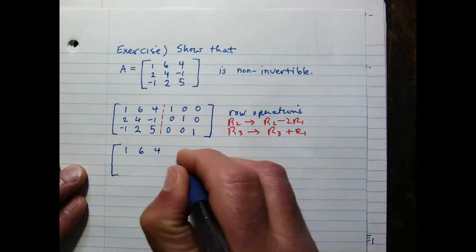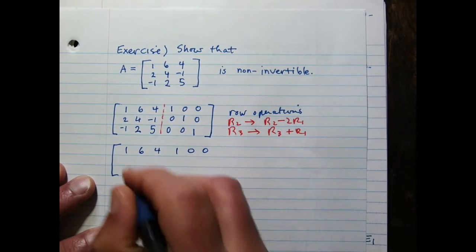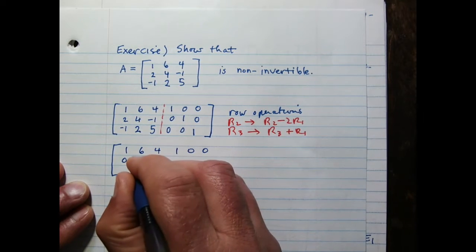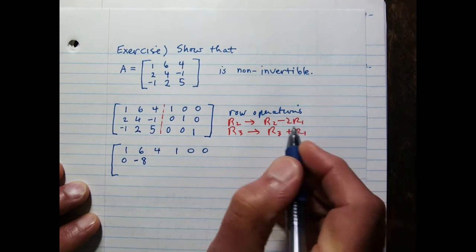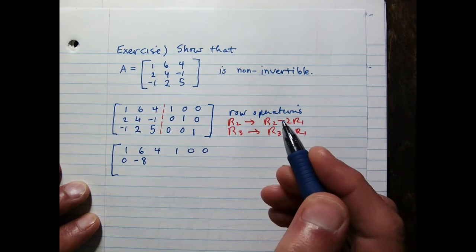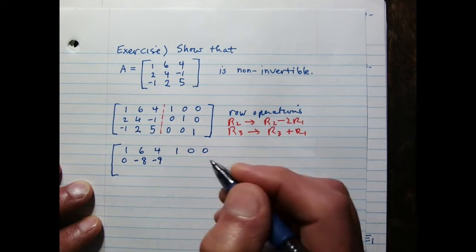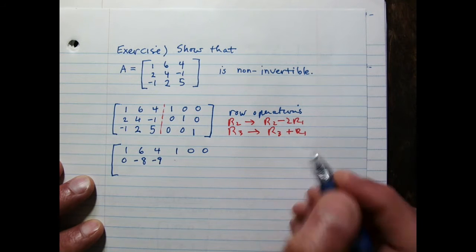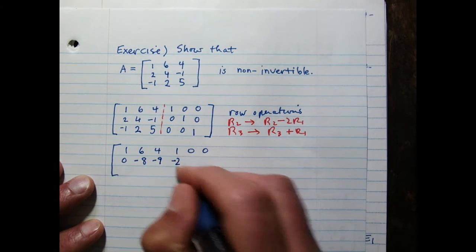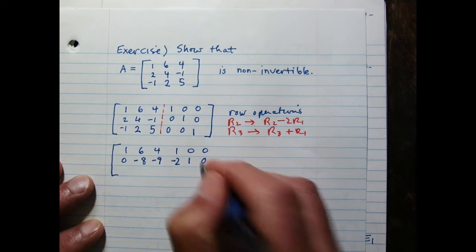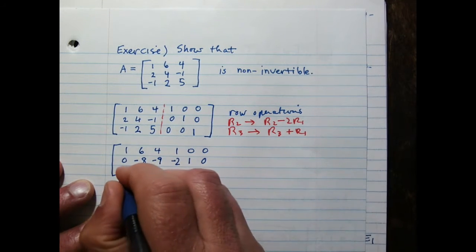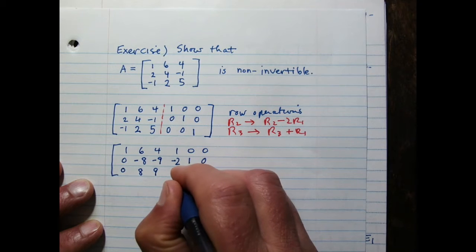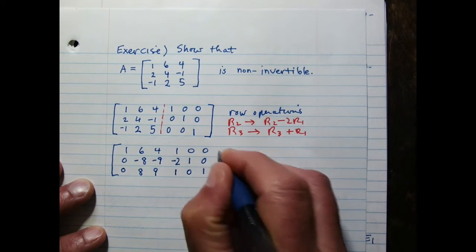1, 6, 4, 1, 0, 0 stays the same. I get 0. Let's see, I think negative 8. I'm going to take negative 1 plus negative 8 is negative 9, I believe. And then I'm going to have minus 2, 1 minus 0, 0 minus 0. For row 3, I get 0, 8, 9, 1, 0, 1 at this point.